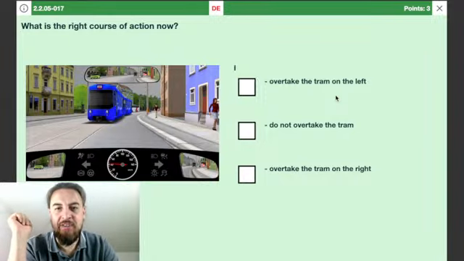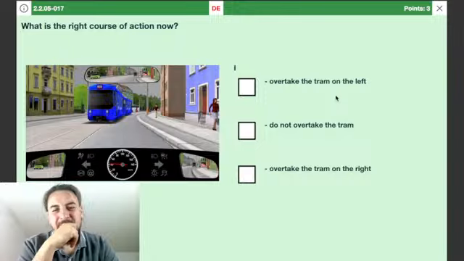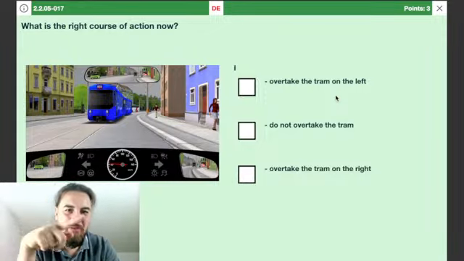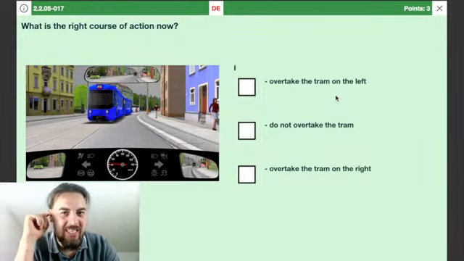I overtake the tram on the left. I do not overtake the tram. I overtake the tram on the right. So, overtake the tram on the left? That is not allowed. Remember, there are some rules about overtaking, and you're only allowed to overtake it on the right.